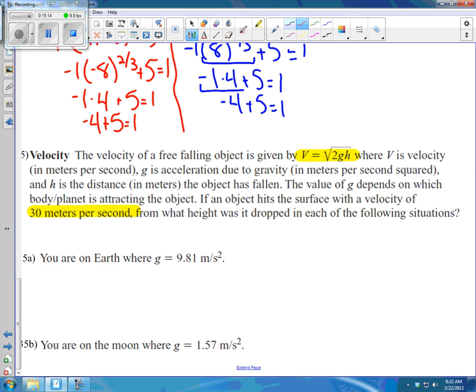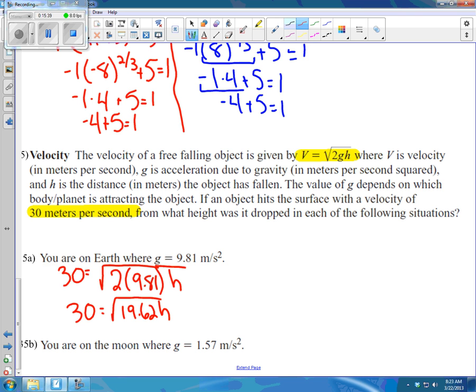So I'm going to set it up. I know v, and then inside my square root is going to be 2. I know g, so what I need to do is find h. So the first thing I'm going to do is clean up inside the square root. I'm actually going to take 2 times the 9.81. And when I do that, I get 19.62. And now I'm ready to solve for h.